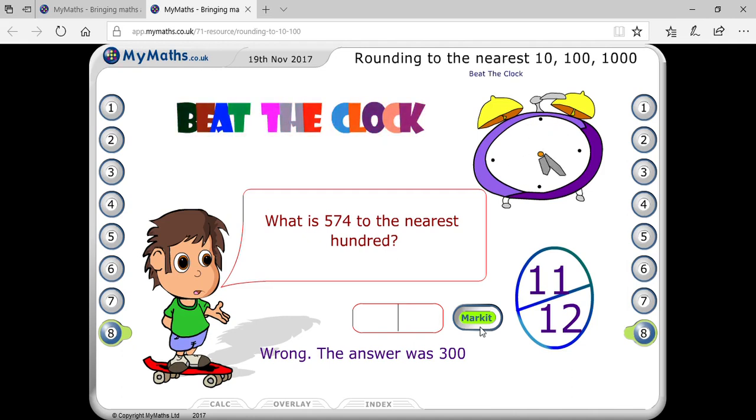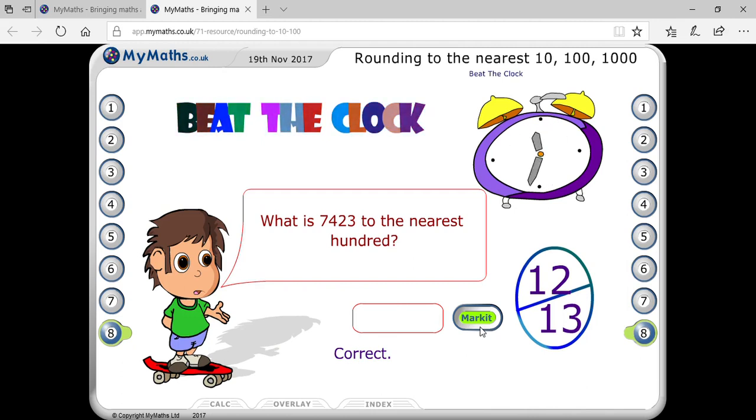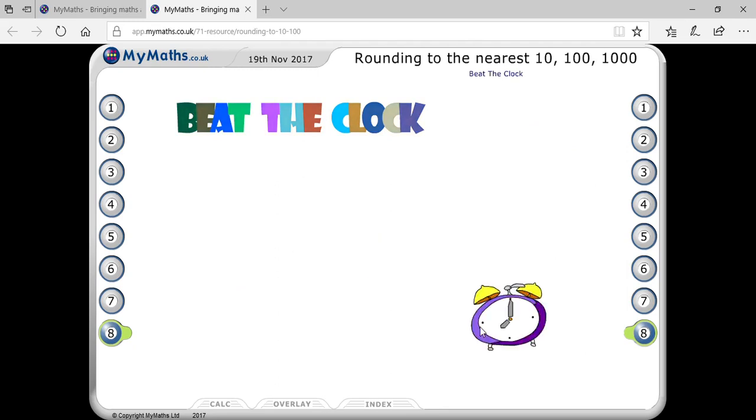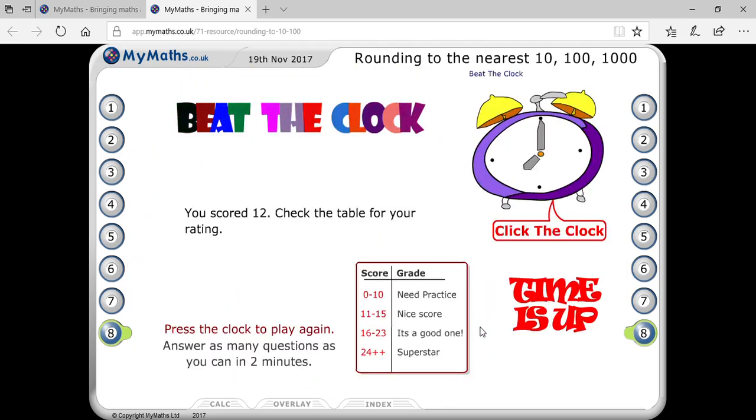Oh, oopsie. That's okay. Here's 100. 600. Next. My computer is okay. 7,400. Oops. Okay. You scored 12. Nice score. Okay. Great. That's good.